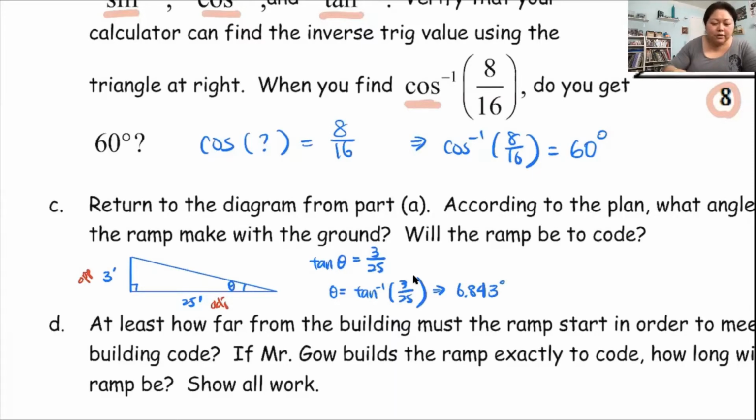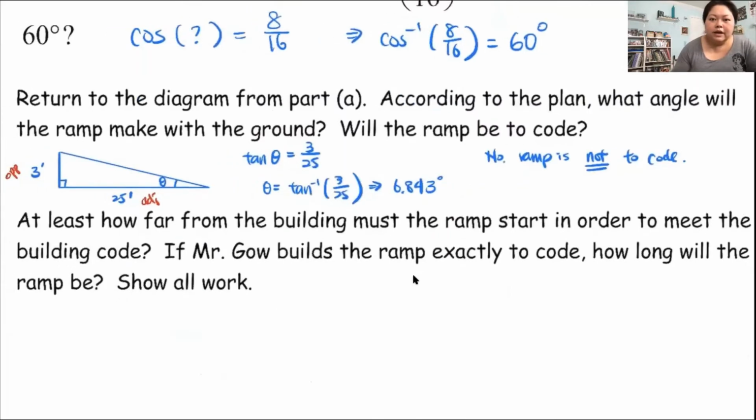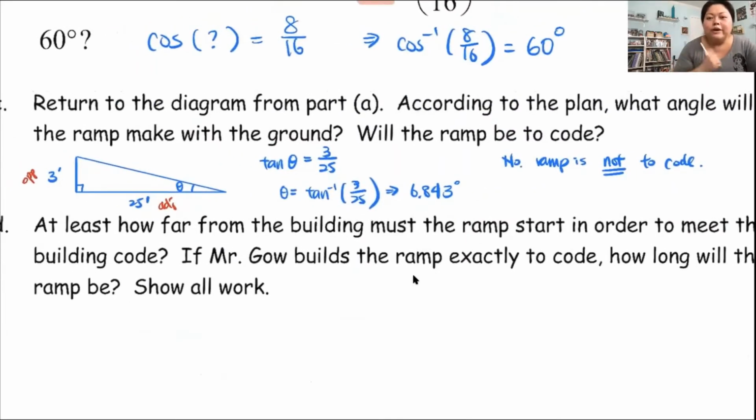Is the ramp up to code? The code says you cannot be more than 4.76 degrees. We are at 6.84 degrees. We are way too high. So the incline is way too steep. The wheelchair might fall off. So no, the ramp is not to code. Make sure as you answer, note the ramp is not up to code. Sorry, the screen wasn't sharing for a little bit.